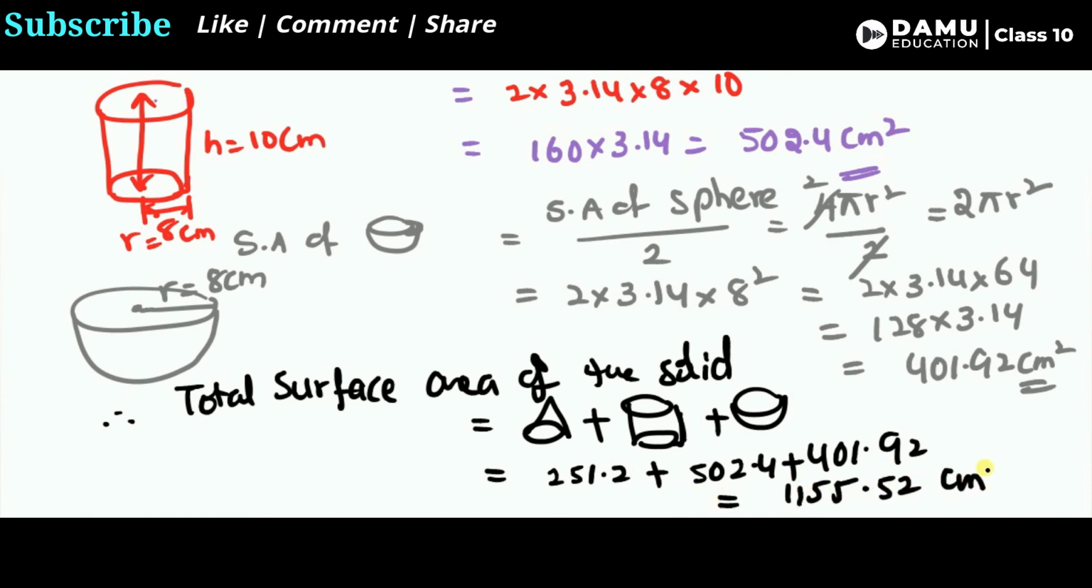1155.52 centimeters square. So what is that solid shape? The shape is like this: a cylinder and a hemisphere at the bottom. This is the shape of this solid. The area will be equal to 1155.52 centimeters squared.